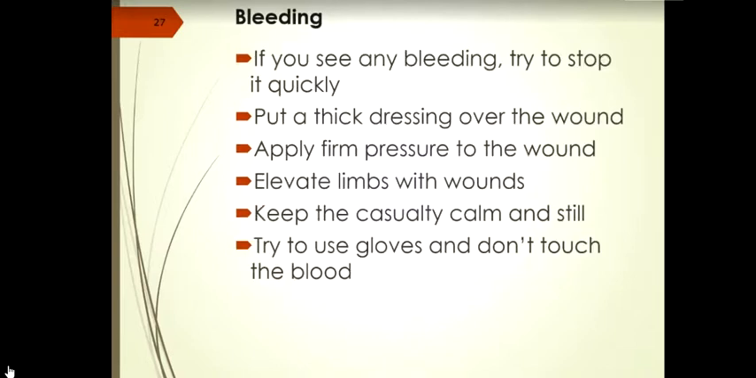Controlling bleeding. Try as much as you can to stop it quickly by putting a thick dressing over the wounds and applying firm pressure to it. If the wound is on the limbs, elevate the limbs to ensure blood flow is towards the heart and keep the patient calm and still. Very important as part of reassurance. Let's try and use gloves as much as we can and try not to touch any blood or any fluids or any secretions from a patient, especially if you're querying that it might involve some sort of infection or sepsis.